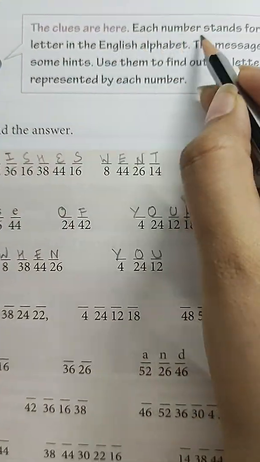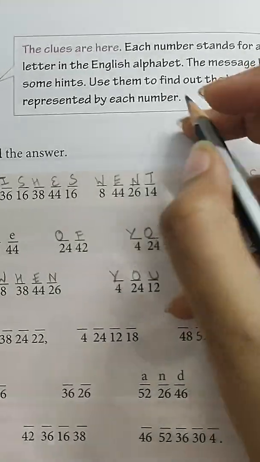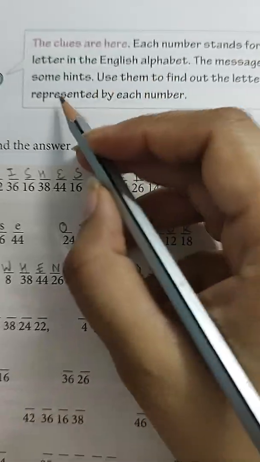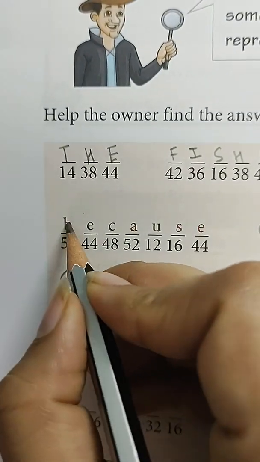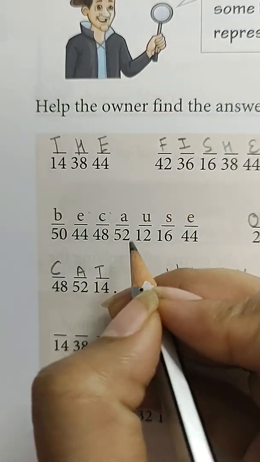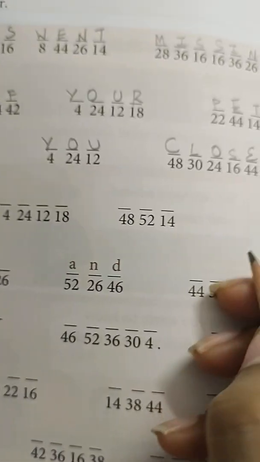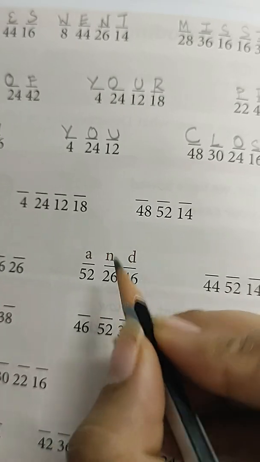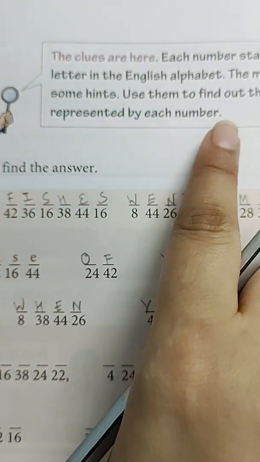This is the message that is given to him in numbers. Obviously you cannot understand what is written, so now the clues are here. Each number stands for a letter in English. This message has some hints. As you can see, these hints are given: 50 stands for B, 44 E, 48 C, 52 A, 12 U, 16 S, 44 E, and here also 52 A, 26 N, 46 T. So you have to find out the letter represented by each number.